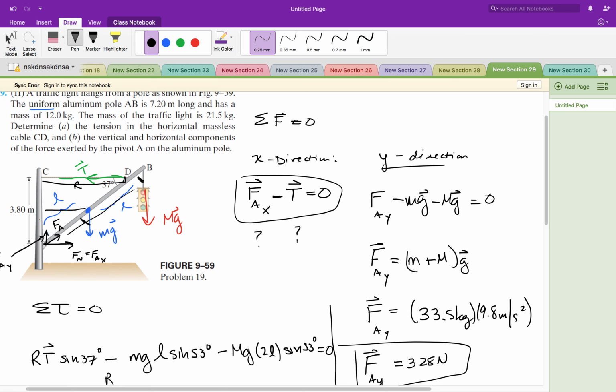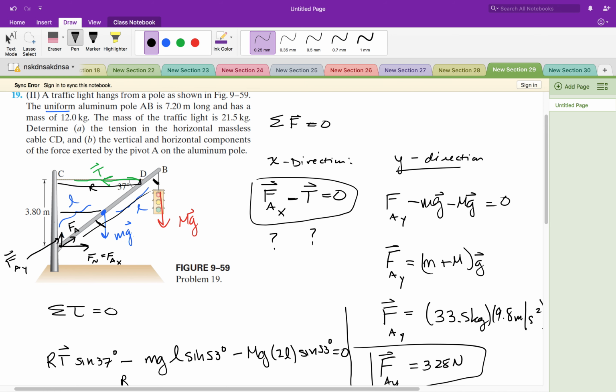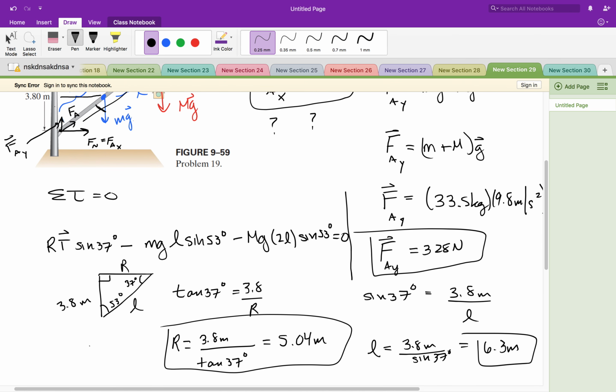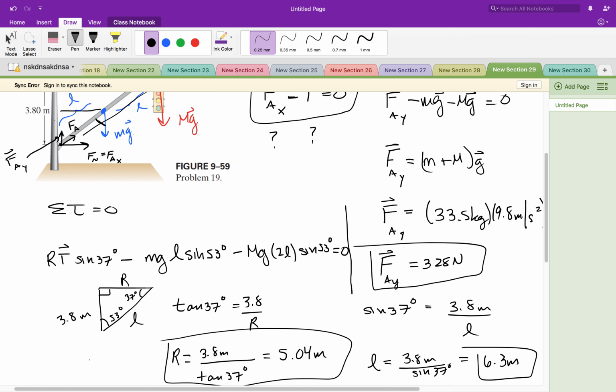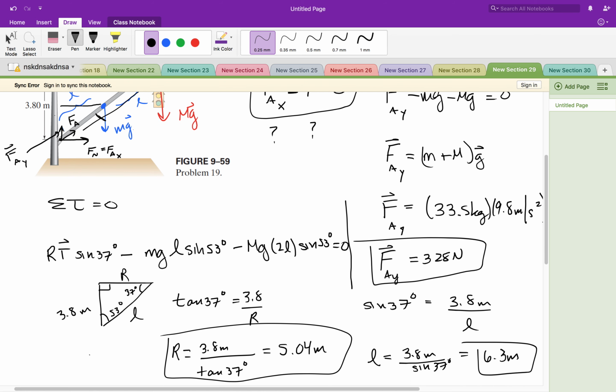aluminum pole AB. Oh, they give us the length. So how did I get the wrong answer? They say AB. That's that. Let me just see this. 7.2 meters long. So how did I get my wrong L here? That's concerning, because this should have given me the right answer. 3.8. Let me just double check that. So the sine of 37 is opposite over hypotenuse, yeah. Did I screw something up here? Let me see.